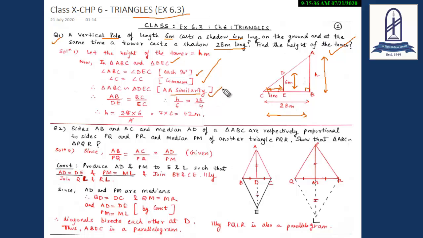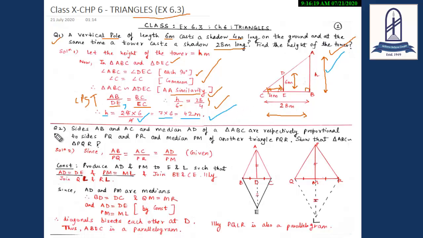So from here we can say that triangle ABC is similar to triangle DEC, and the reason is by angle similarity criteria. So if they are similar, students, therefore by CPST we can say that the ratio of their corresponding sides are equal, that is AB upon DE is equal to BC upon EC. So according to our figure, AB is H and DE is 6. Therefore H upon 6 is equal to BC, which is 28 meter, and EC, which is 4 meter. Therefore 28 upon 4. So from here H is equal to 28 into 6 upon 4. So here 28 divided by 4 is 7. So 7 into 6 is 42 meter. Therefore the height of the tower is 42 meter.